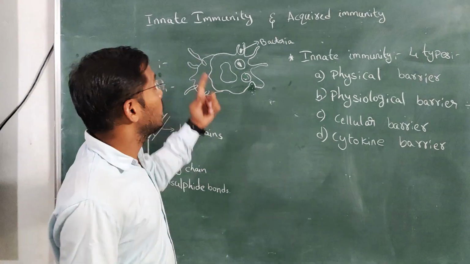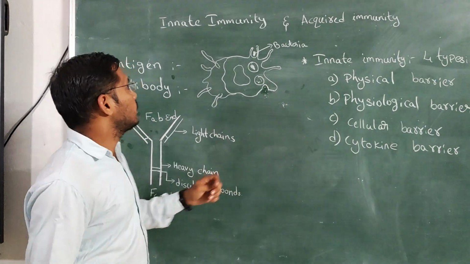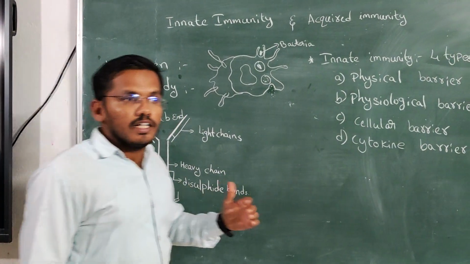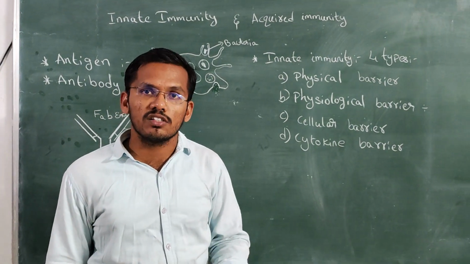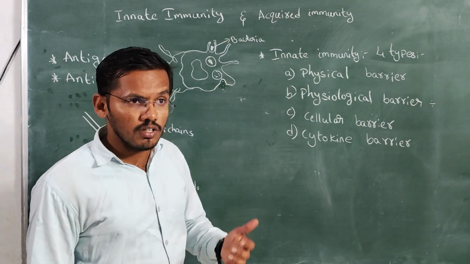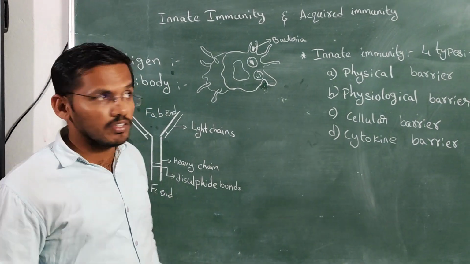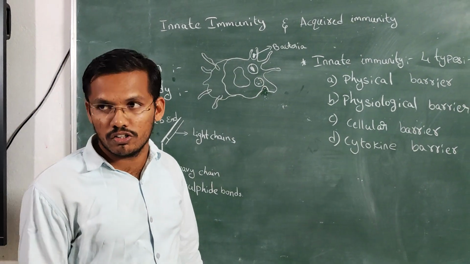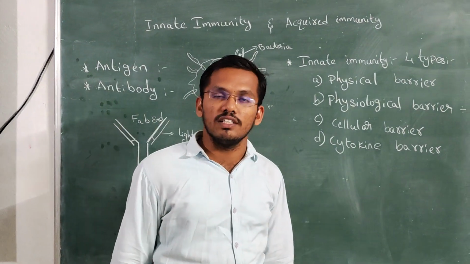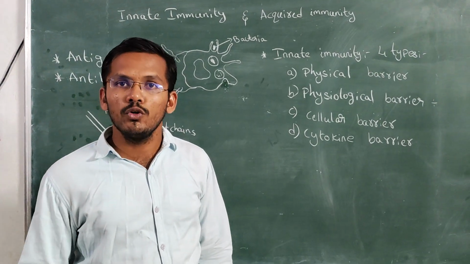Now my topic is Innate Immunity and Acquired Immunity, the types of immunity. Immunity is a response that is generated by the body towards a disease-causing pathogen. The branch of science that deals with the study of immunity and the immune system is called immunology. The father of immunology is Edward Jenner, whereas the modern father of immunology is Louis Pasteur.